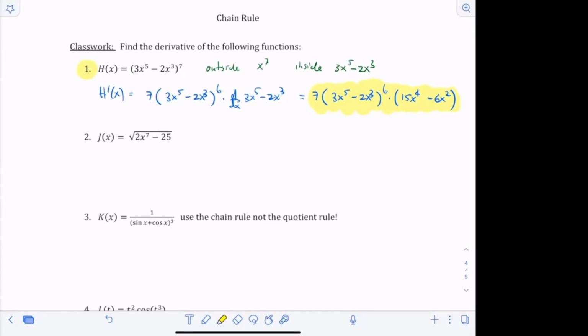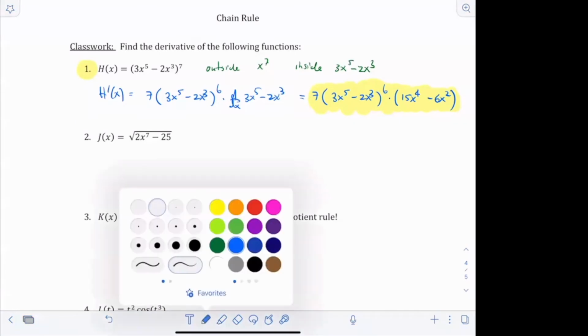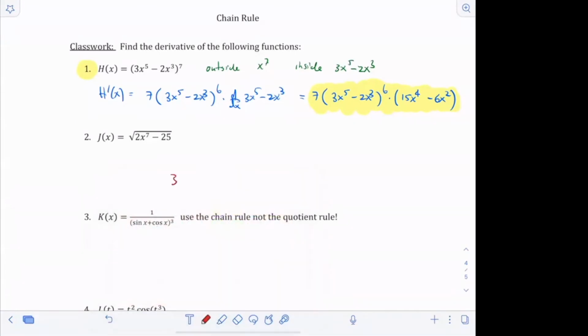Is it all right to distribute the 7, or do you want us to just leave it there? Oh. If by distribute the 7, you mean something like, say, 3x to the 5th to the 7th power minus 2x cubed to the 7th power. Oh, okay, I see it.